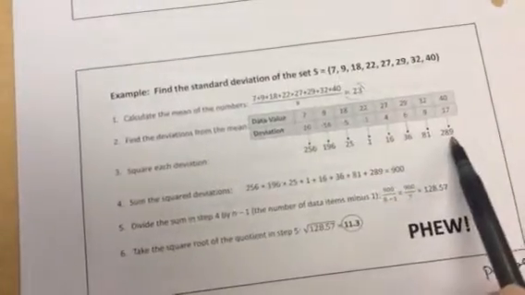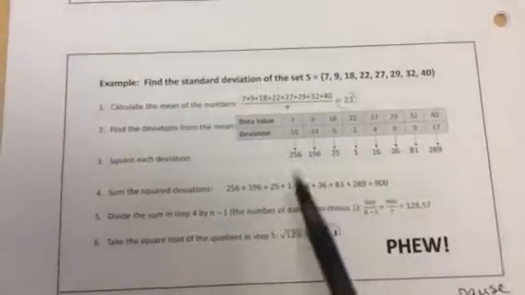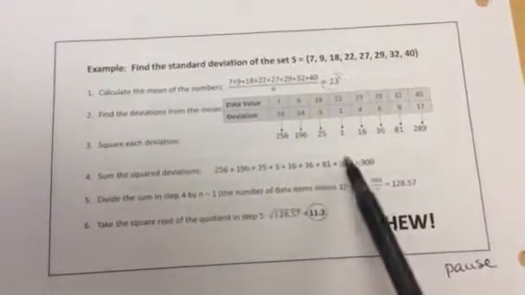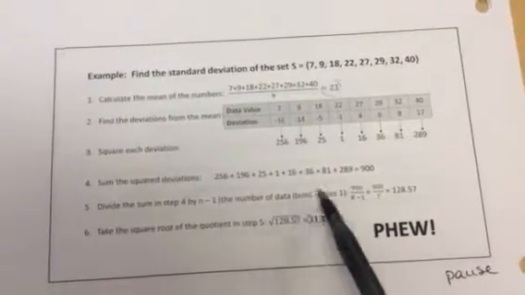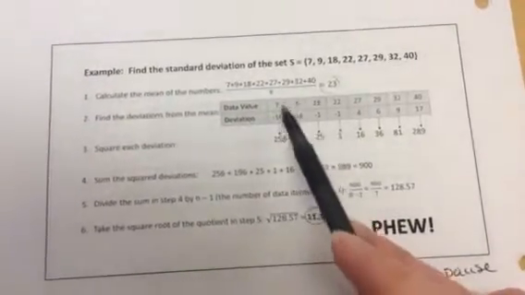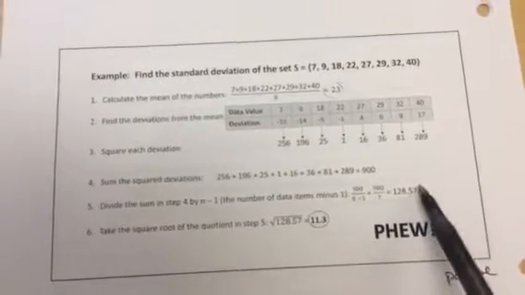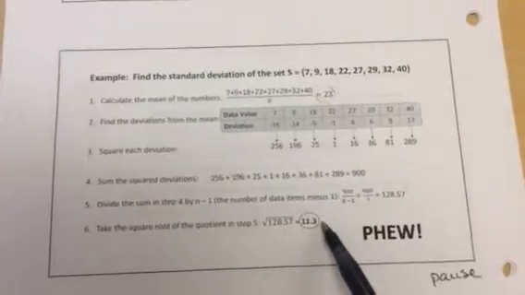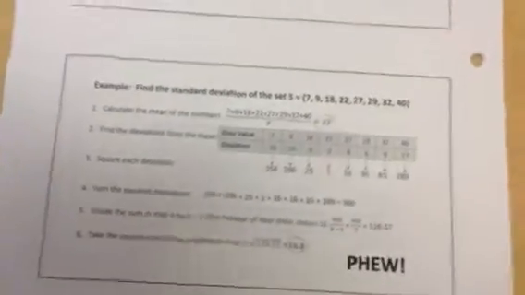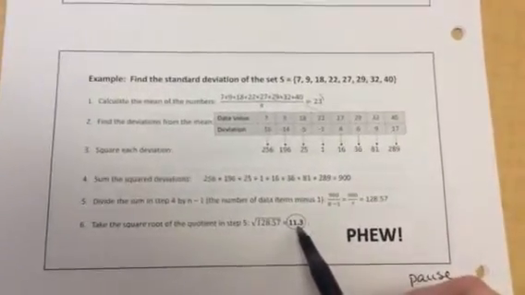Then we square them. All right, I squared them all. Negative 16 times negative 16 is 256, so on and so forth. Took all those guys, add them up, got 900. Then I divided 900 by n minus 1, meaning the number of data items minus 1. I had 8 data items, so I'm doing 900 divided by 7, which is 128.57. And then I take the square root of that and got 11.3. Phew, a lot of work. So, at 11.3, that's the standard deviation.